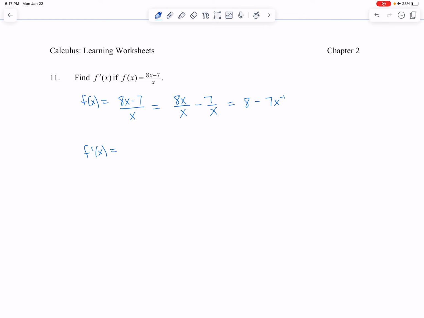Derivative of 8 is 0. Then negative 7, bring down a negative 1. So negative 7 times negative 1 is 7x. Negative 1 minus 1 gives us 7x to the negative 2. And so we'll rewrite that as 7 over x squared. That's our derivative.